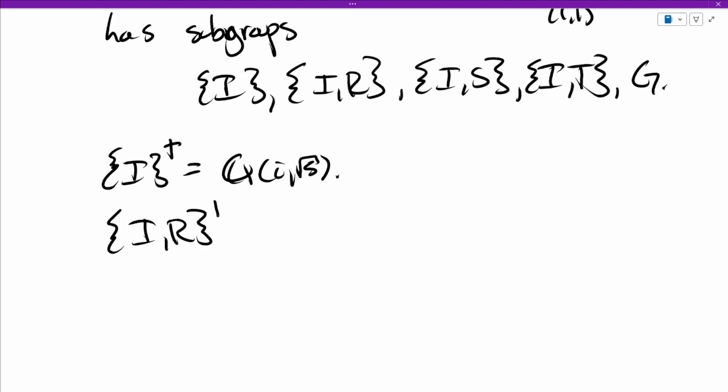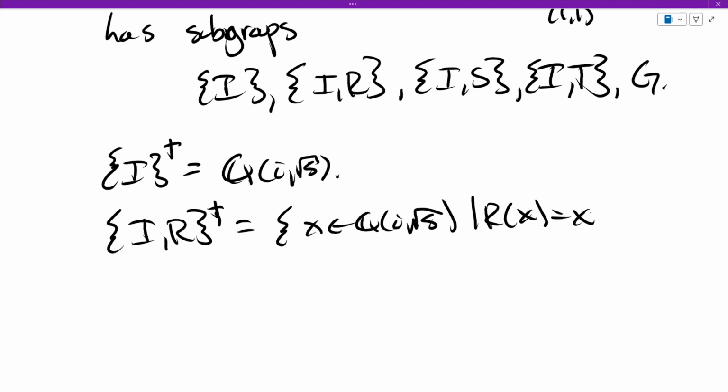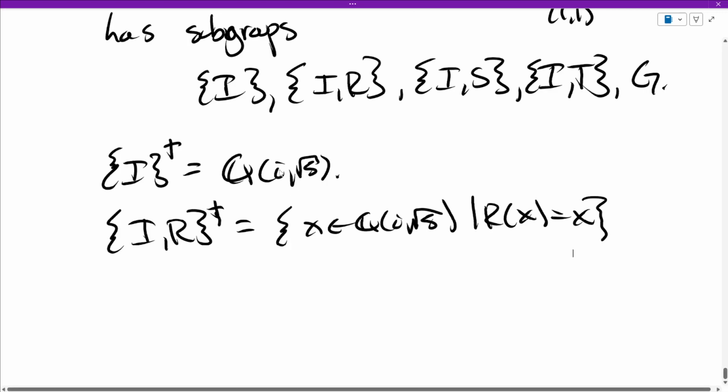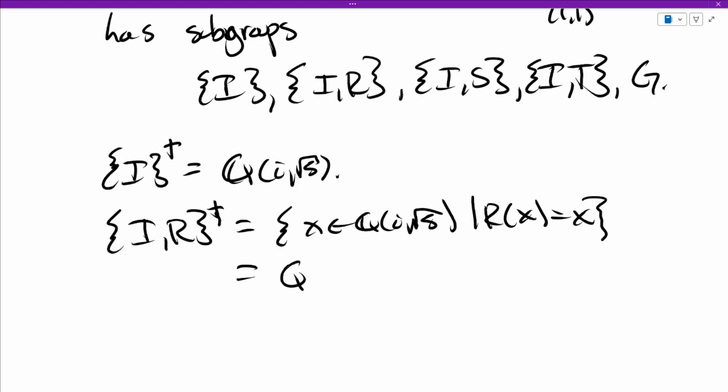Since the identity fixes everything, to figure out what the group generated by R is, what the fixed field is, we just need to look at the elements in Q adjoin i, root 5 that R fixes, because if R fixes it, the identity will automatically fix it, and so it's fixed by every element of that group. But what does R fix? R negates i. R is a negate i function, and so it fixes anything with a root 5. So that's Q adjoin root 5, sort of naturally sitting as a subfield of the large field.